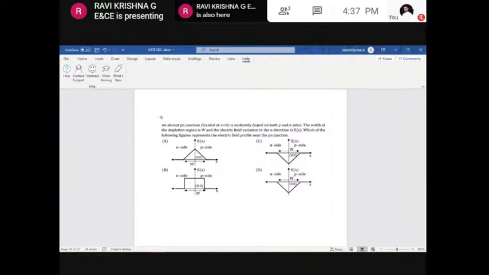So here it is given that an abrupt PN junction that is located at x equal to 0 is uniformly doped on both the P and N sides, and the width of the depletion region is given as W, and the electric field variation in the x direction is Ex. Which of the following figures represent the electric field profile that is nearer to the PN junction?